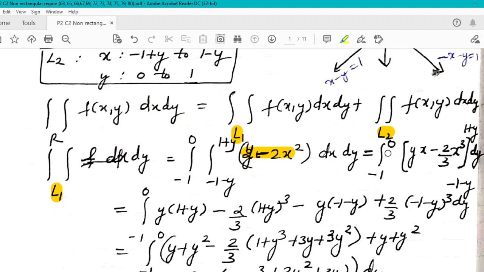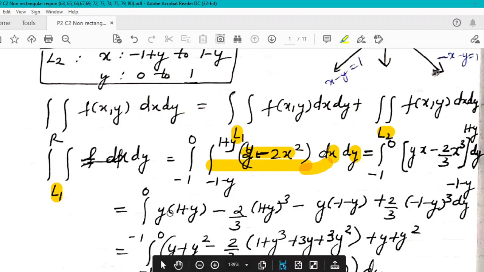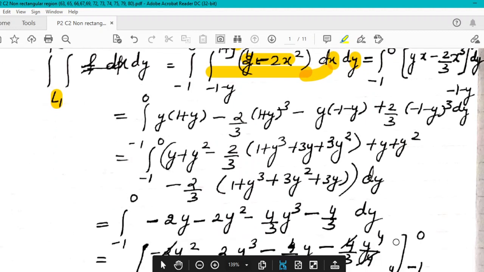Integral from minus 1 to 0. First we'll be integrating the interior integral. Here we have to integrate with respect to x first and then with respect to y. When you integrate with respect to x, you will consider y as a constant, and the limit is from minus 1 minus y to 1 plus y. You will substitute the upper limit minus the lower limit, and simplify it.